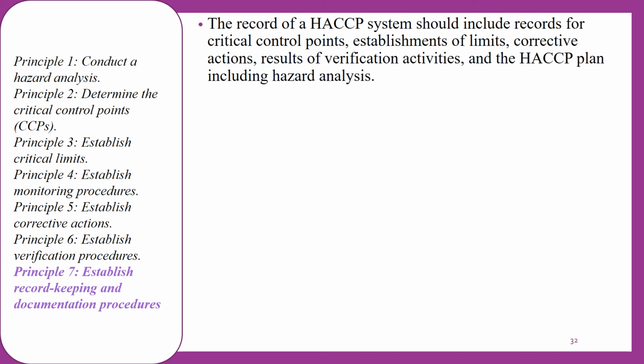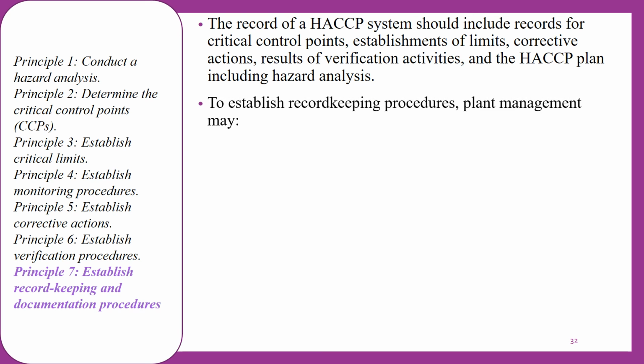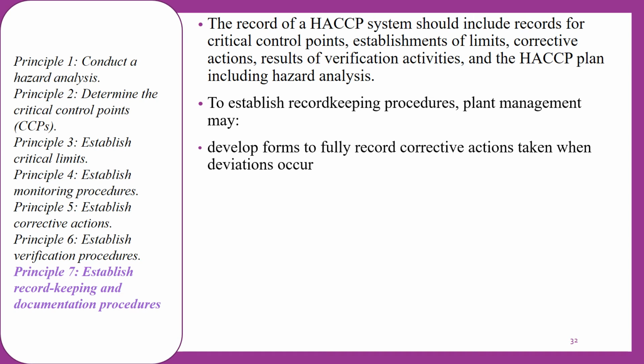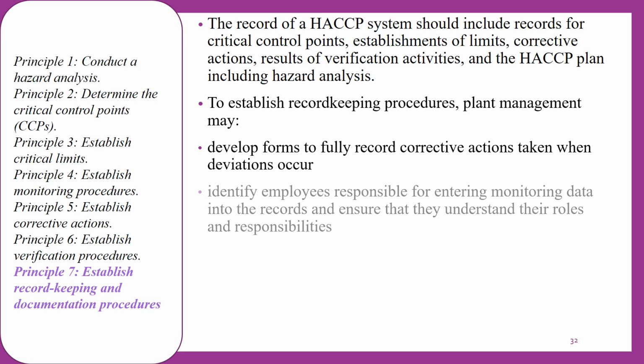The record of a HACCP system should include records for critical control points, establishment of limits, corrective actions, results of verification activities, and the HACCP plan including hazard analysis. To establish record-keeping procedures, plant management may develop forms to fully record corrective actions taken when deviations occur and identify employees responsible for entering monitoring data into the records and ensure that they understand their roles and responsibilities.